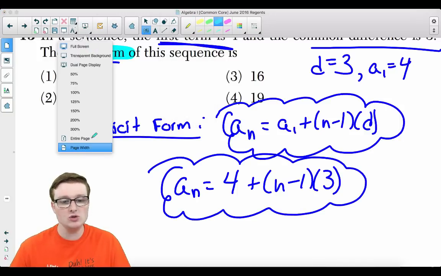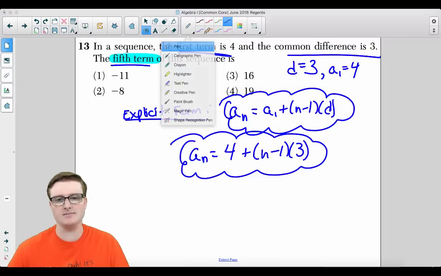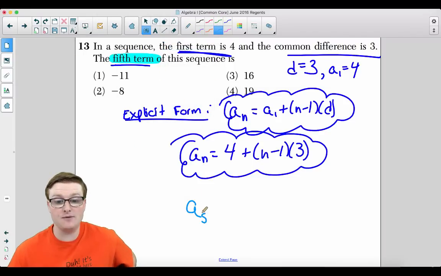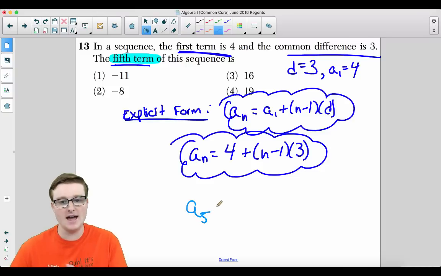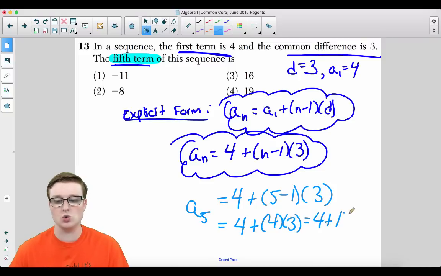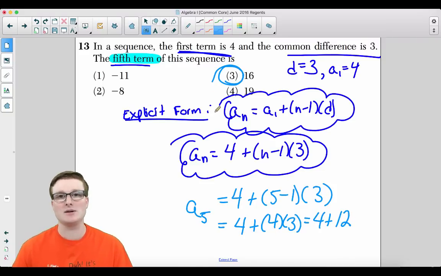So what you're going to do here is you're just going to say, all right, I'm going to take 5, which is the number 5. I'm going to find a sub 5. Plug in 5 for n. So a sub 5 is equal to 4 plus 5 minus 1 times the common difference of 3. That gives you 4 plus 5 minus 1 is 4 times 3. That's going to be 4 plus 12, which is going to be equaling 16. So your answer for number 13 is going to be choice 3.